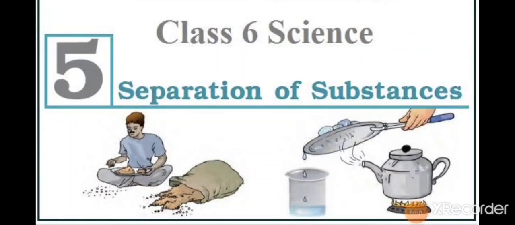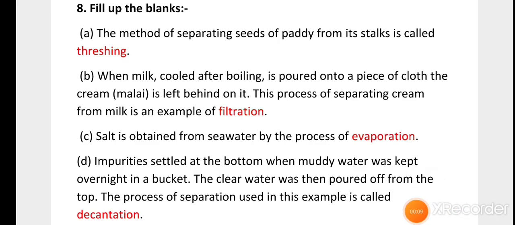Hello dear students, so we will continue the same chapter, that is chapter number 5, Separation of Substances. And today we will discuss remaining question answers related to this chapter. So let's begin. Question number 8. Fill in the blanks. A. The method of separating seeds of paddy known as rice from its stalks is called threshing.